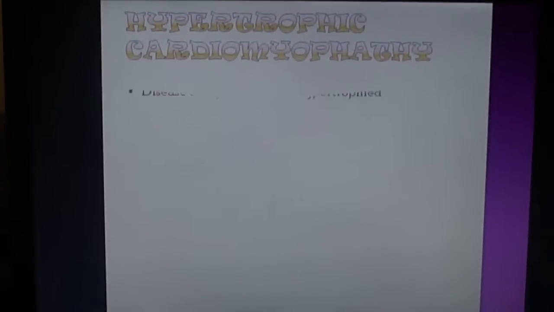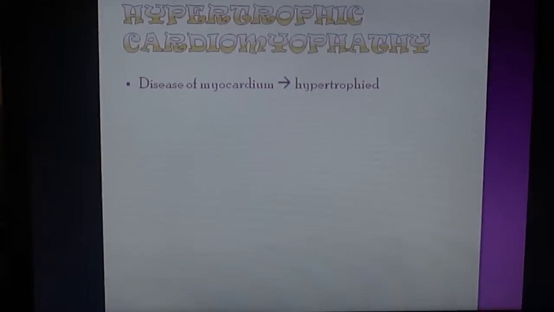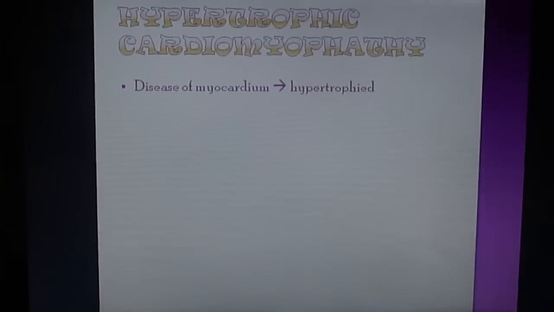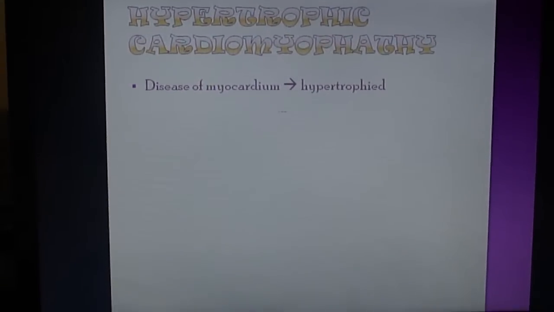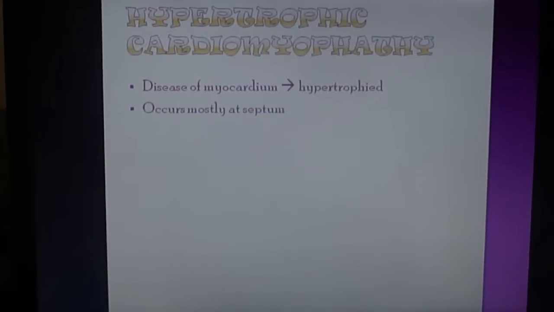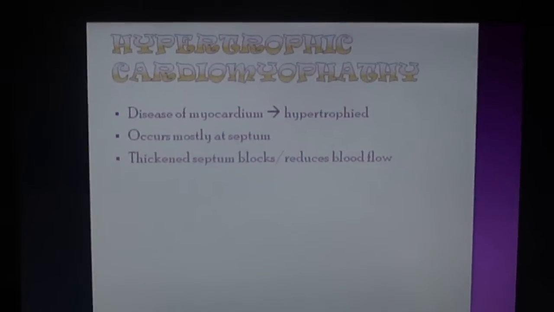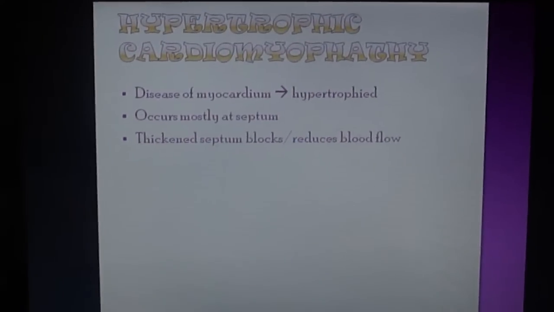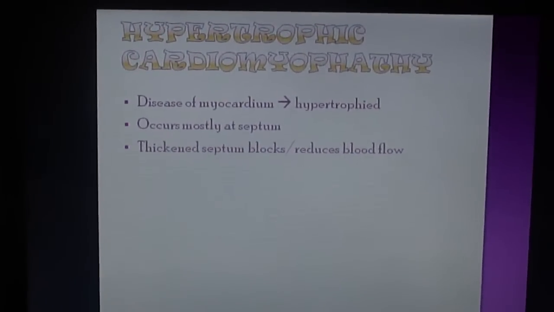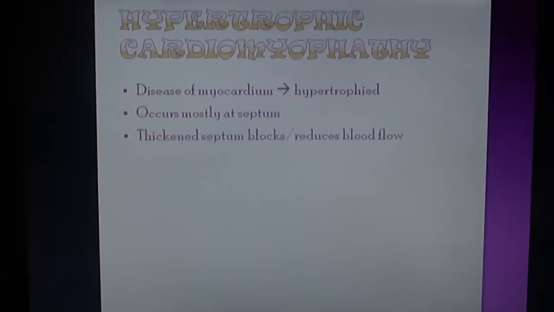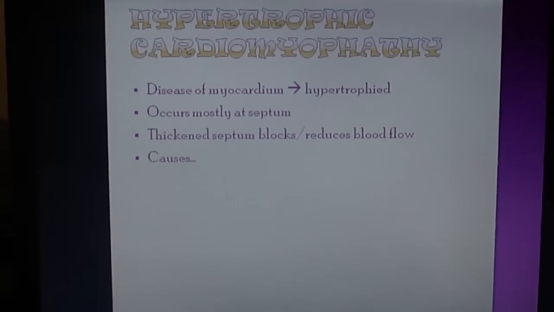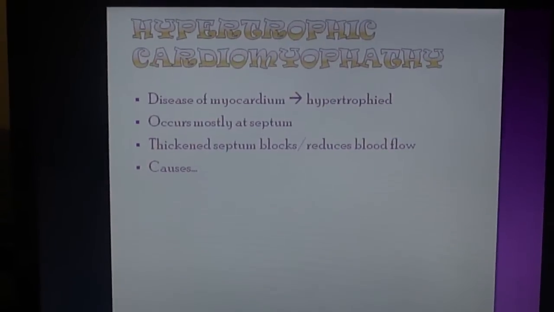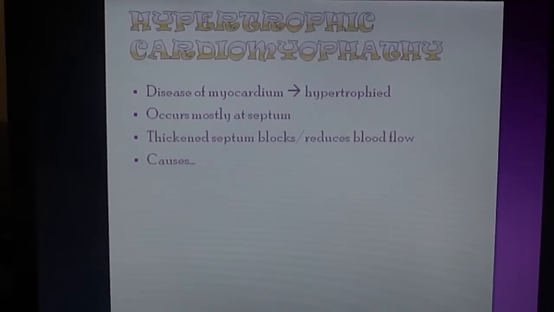The first disease state, hypertrophic cardiomyopathy, is a disease of the myocardium, or the heart muscle. It's where the heart muscles become thickened or hypertrophied, and it occurs mostly at the septum. The septum is basically a muscular wall that separates the left side of the heart from the right side. When this septum thickens, it blocks or reduces blood flow, so the heart has to work harder to overcome this blockade.